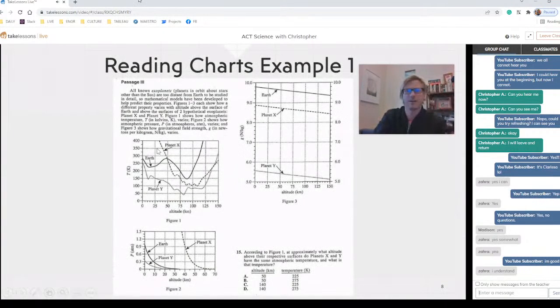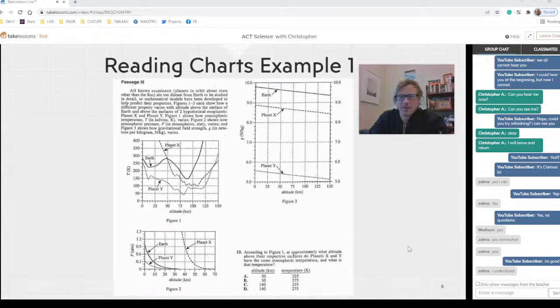So how do we answer a question? Okay, hopefully you guys can see this question at the bottom. The ones I'm going over are relatively easy, but I just want to go over how we answer these. So question number 15 says, according to figure 1, at approximately what altitude above their respective surfaces do planets X and Y have the same atmospheric temperature? And what is that temperature? Why don't you guys try to do this on your own? See if you can do this.